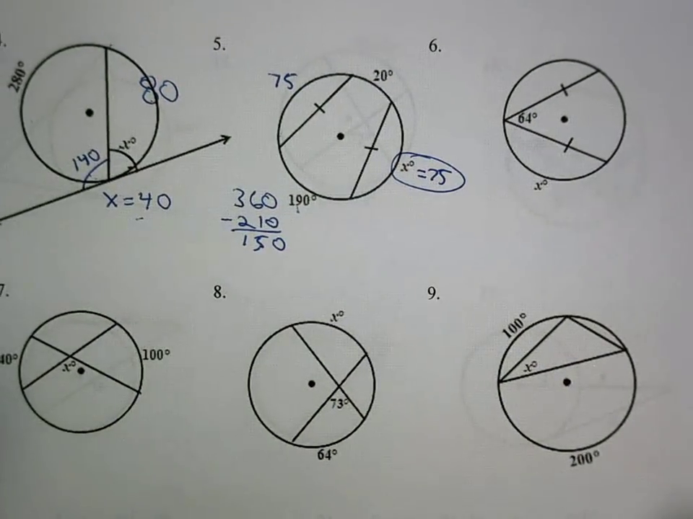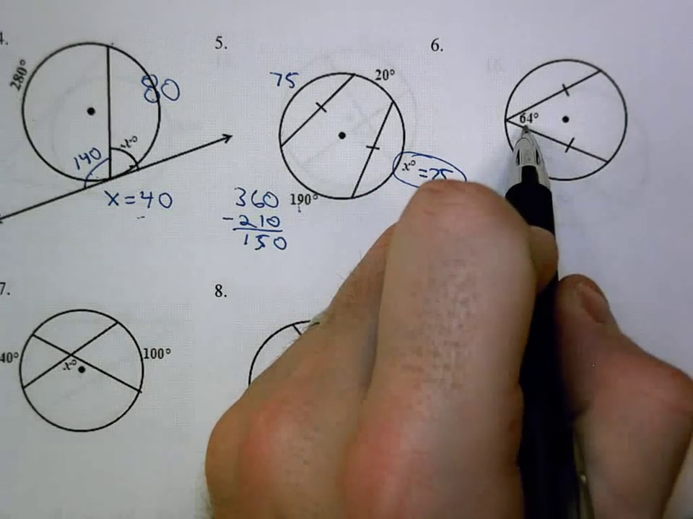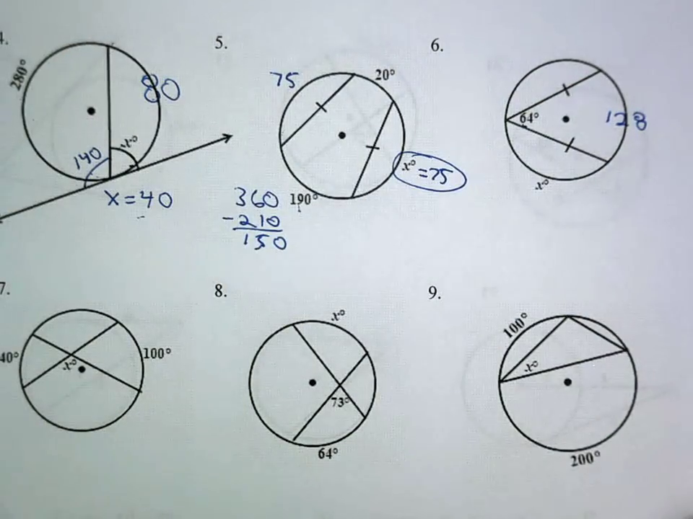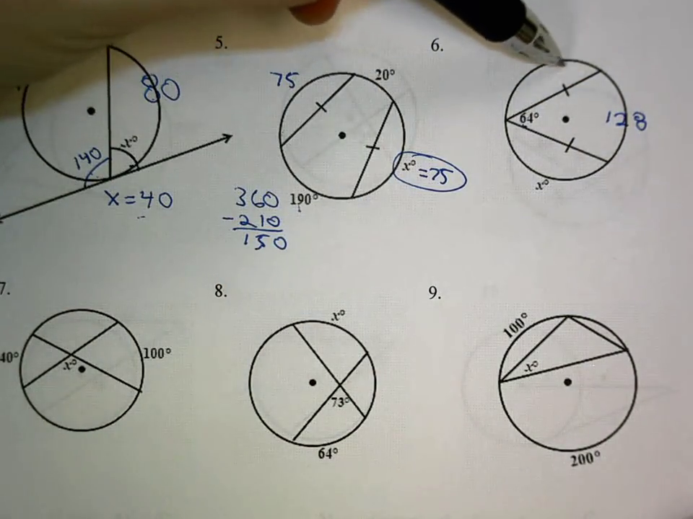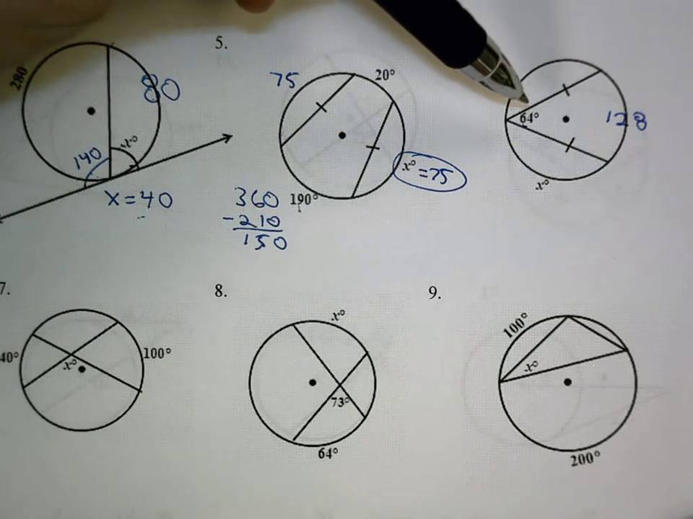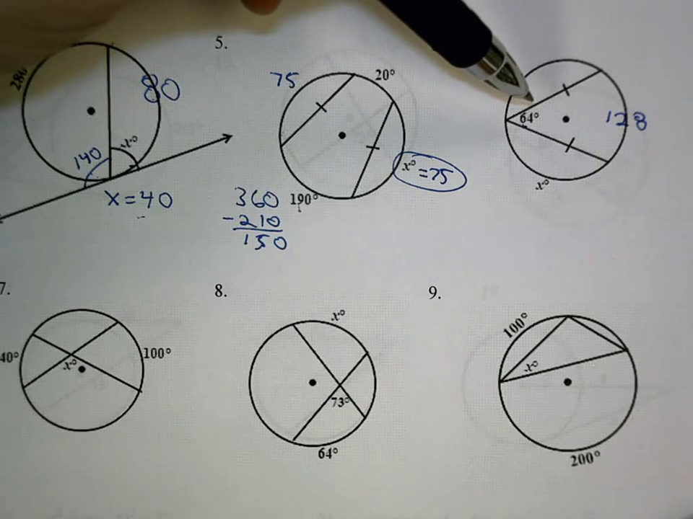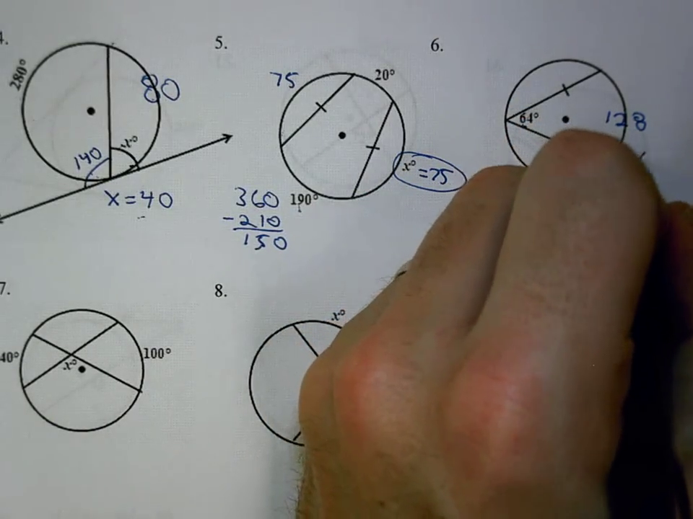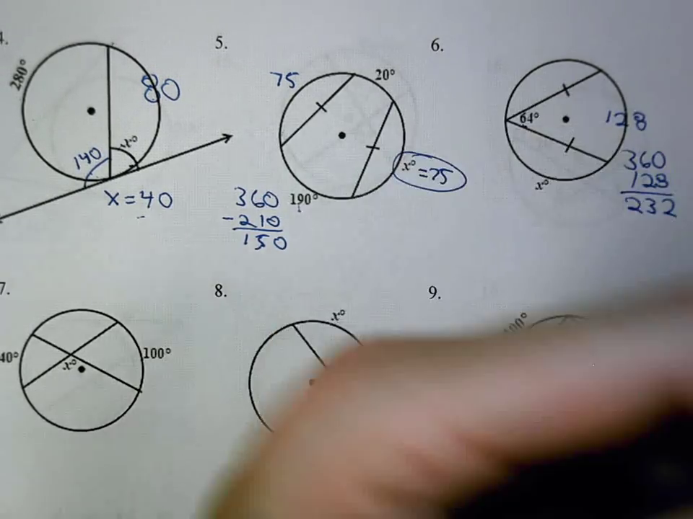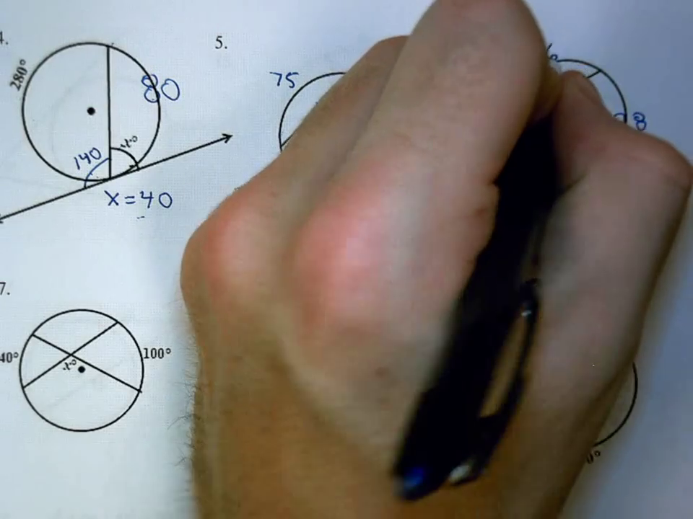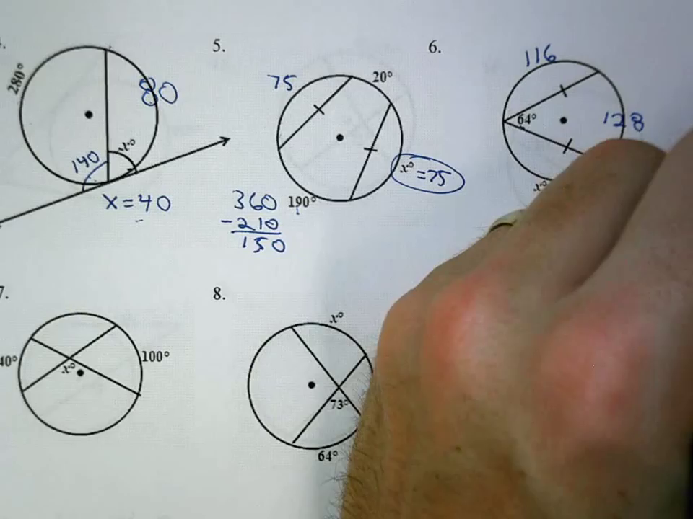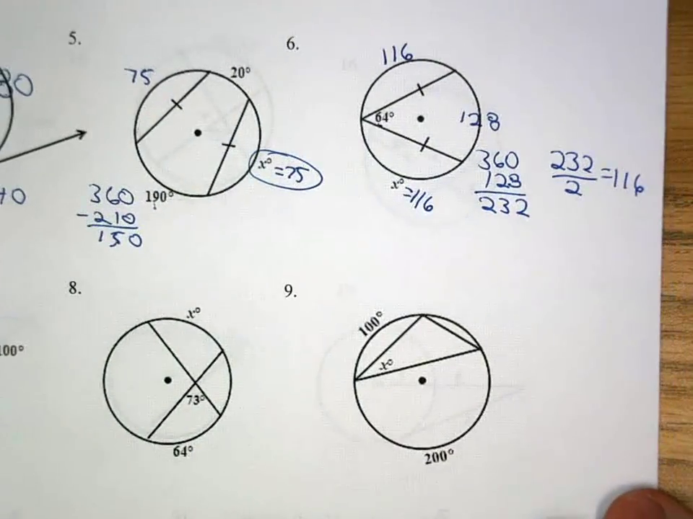Number 6, I have the inscribed angle is 64. I double that, and I get 128 for its arc. Now I know that these two arcs, the one that includes x and the one on top, are the same. I take 360 minus 128, and I get 232. I then divide that by 2, and I get 116 for both of those, because 232 divided by 2 is 116.